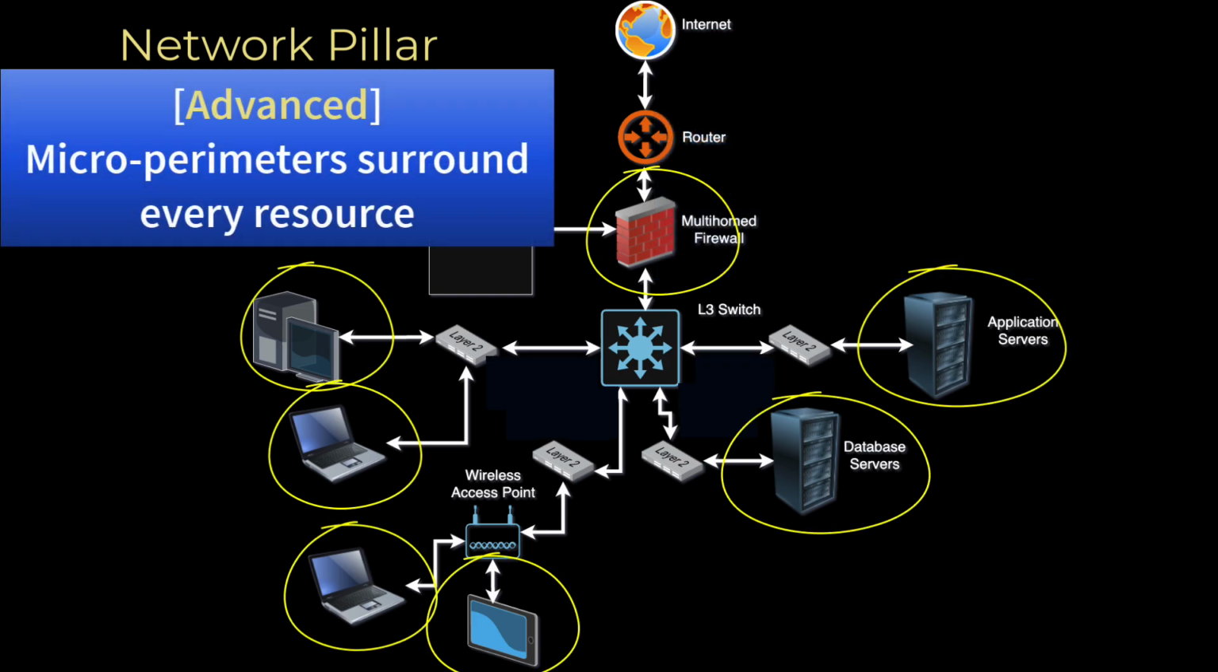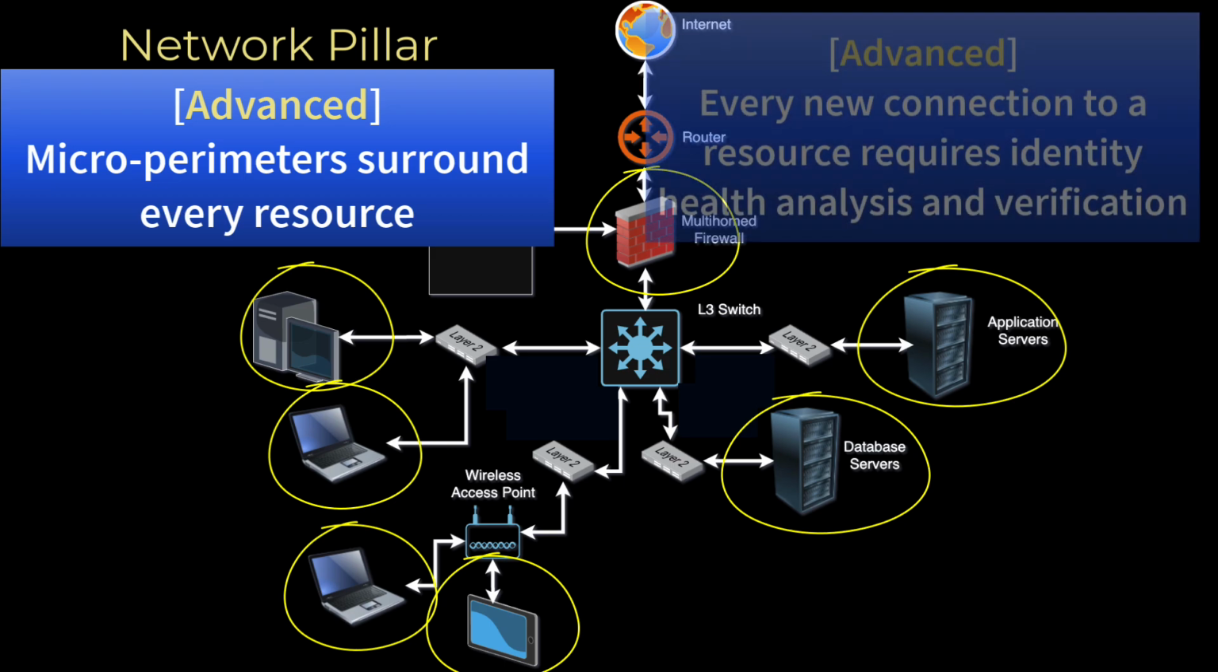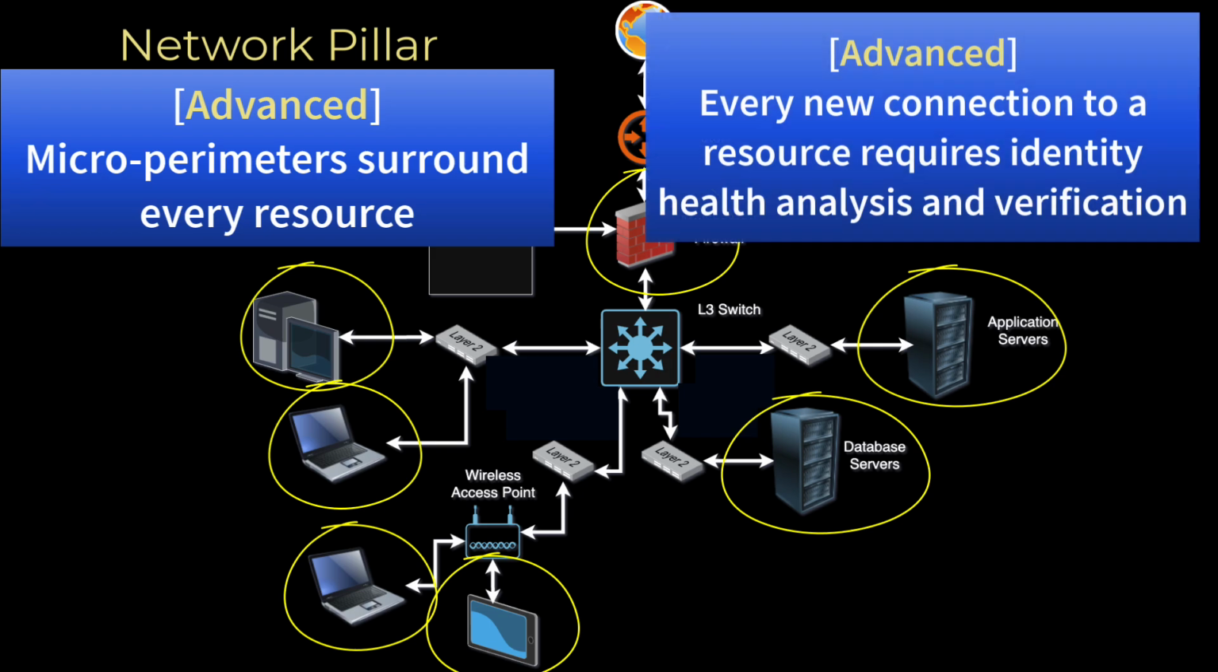At the advanced rung, the organization trades heavy VLAN walls for lightweight micro-perimeters that surround each service and spin up or down on demand. Every new connection is checked against an identity-aware policy engine that examines the user's identity, the device they are using, and the perceived riskiness of their behavior.